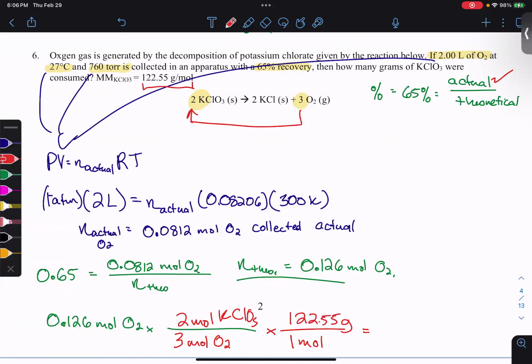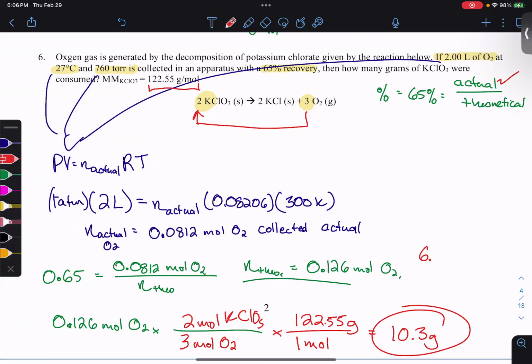And then that is how much, I think 10.3 grams, you put in that container. All right? So that's your theoretical amount, but you know for a fact, I will also include 6.70 grams as an option as well. 6.70 grams is if you didn't use the 65% at all.